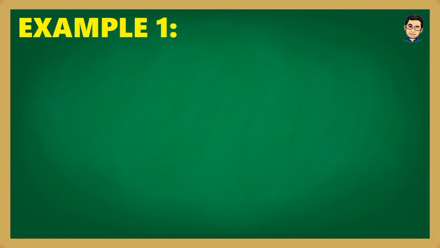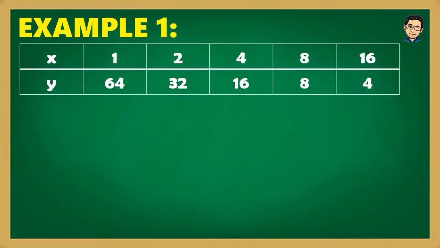So, let's have example number 1. The values of x are 1, 2, 4, 8, 16, which is increasing. And the values of y are 64, 32, 16, 8, 4, decreasing naman, pababa. So, isulat lang natin yung formula for inverse variation, that is y is equal to k over x. And then, pwede rin natin isulat as k is equal to xy, kung constant of variation ang kinukuha.